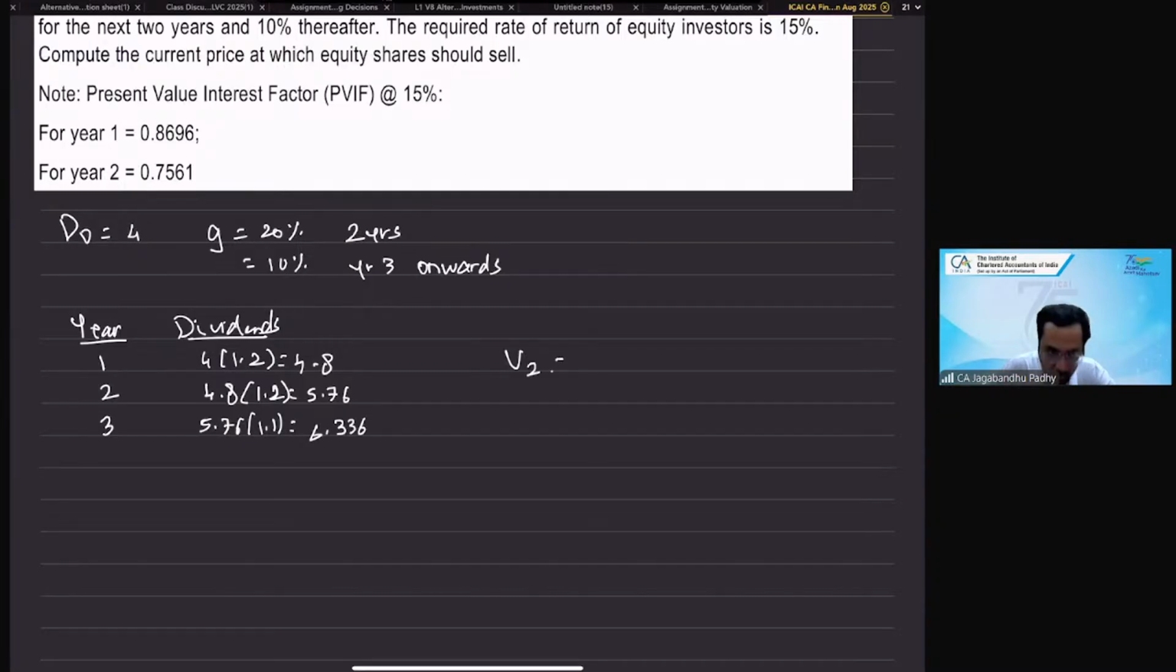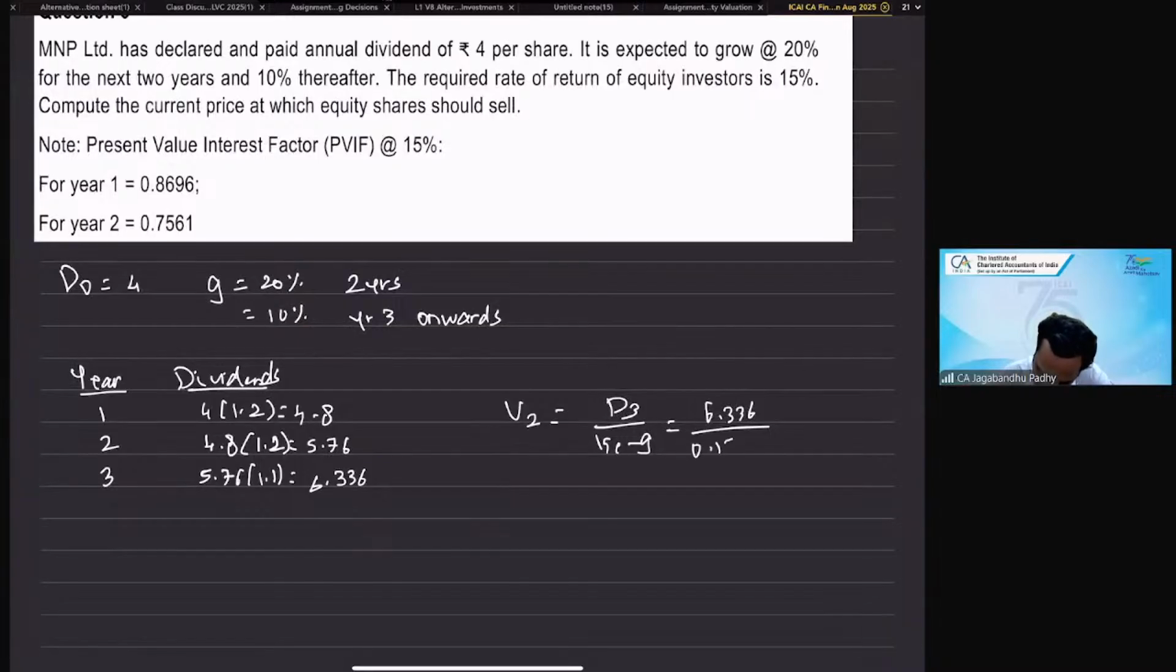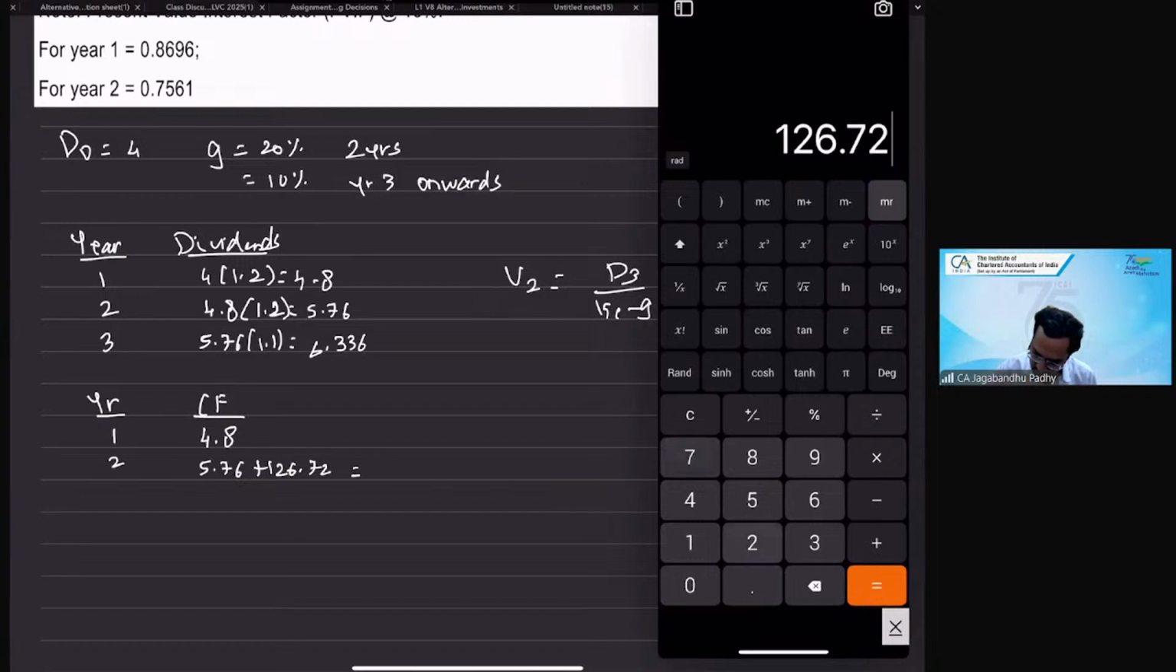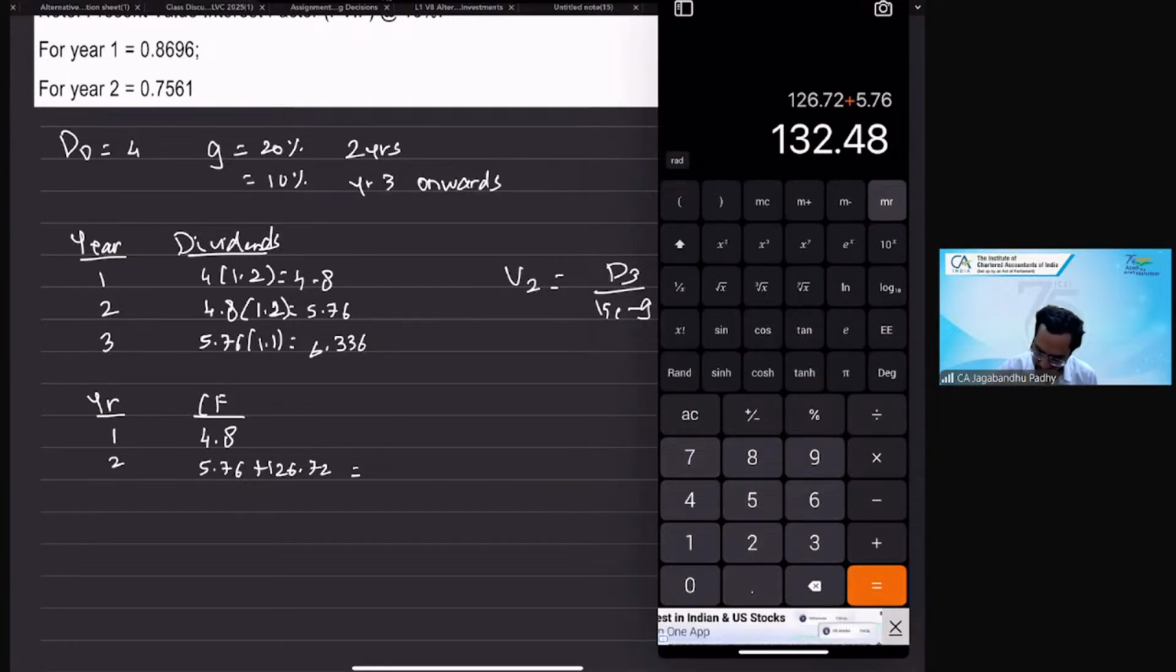Then we get the value of the company in year 2, which is D3 upon K minus G, wherein D3 is 6.336 upon K is 0.15 and g is 0.1. So this works out to be how much? 126.72. Then we take year 1 to 2 cash flows. Year 1 it is 4.8, year 2 it is 5.76 plus 126.72. So this comes out to be 132.48.